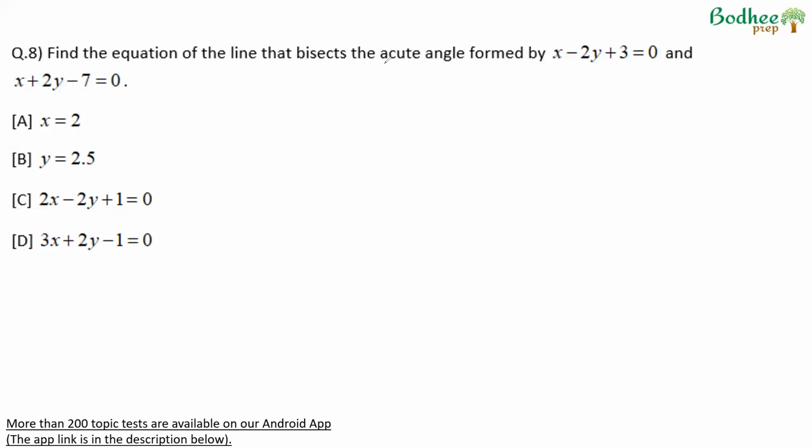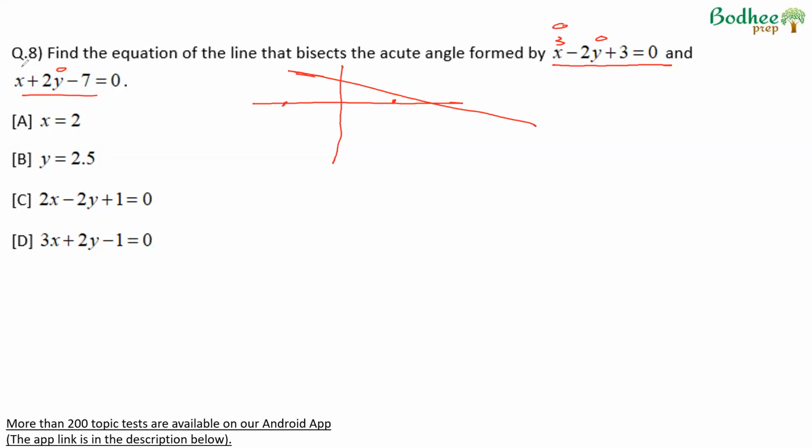Find the equation of the line that bisects the acute angle formed by x minus 2y plus 3 and x plus 2y minus 7. Now, if we draw these two lines, x minus 2y plus 3, when y is 0, x will be minus 3. When x is 0, y will be 3 by 2.